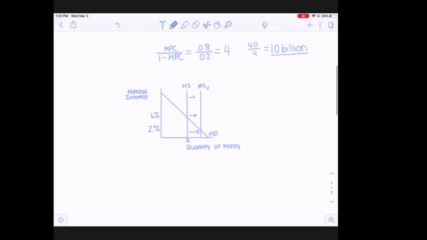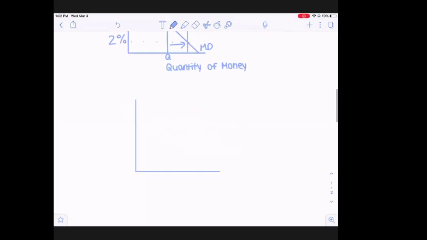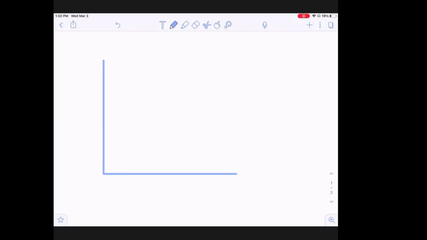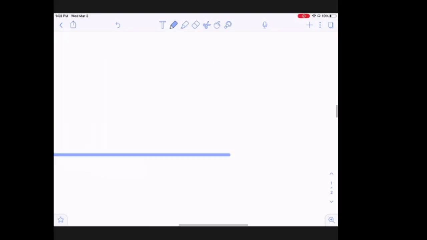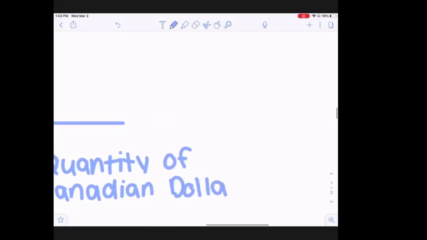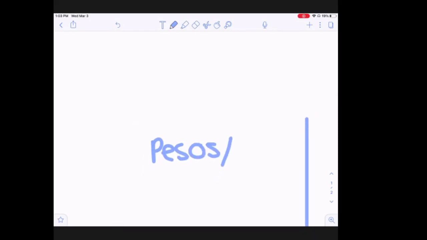Mexico and Canada are trading partners, so we've got to draw one more graph. We'll do our X and Y axis again. It said about Canada, right? So this is the Canadian currency. The X-axis is the quantity of Canadian dollars, which means the Y-axis is pesos per Canadian dollar, which is just saying how many pesos it will cost us to get a Canadian dollar.